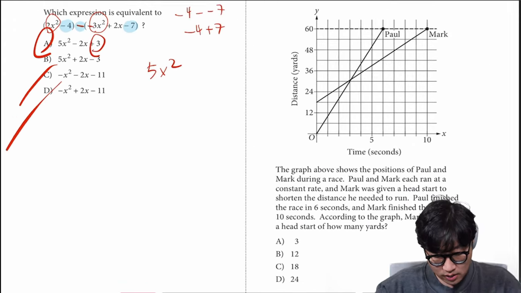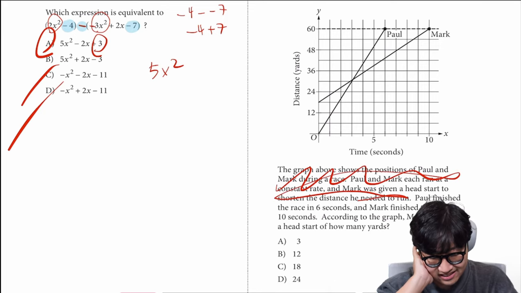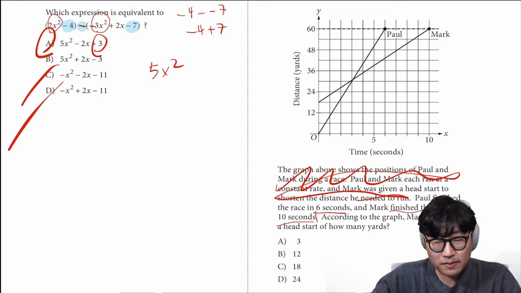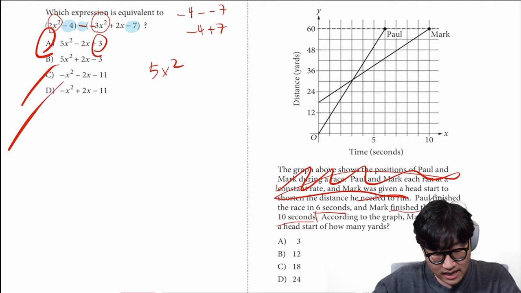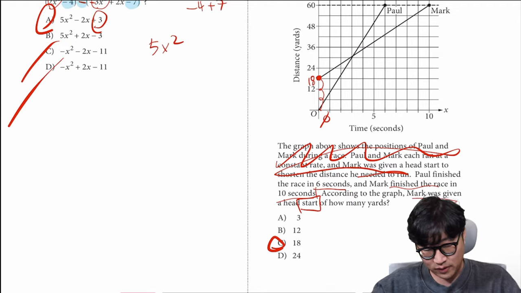Number 2. The graph, blah, blah, blah, I don't want to read. Paul finished the race in 6 seconds, and Mark finished the race in 10 seconds. According to the graph, Mark was given a head start of how many yards? That's just talking about the y-intercept, right? Mark was given a head start at the very beginning. Well, Mark was at, what is that? So each tick must be a 6, so that would be a total of 18. And Paul was at 0, so Mark had that 18 yards of an advantage.